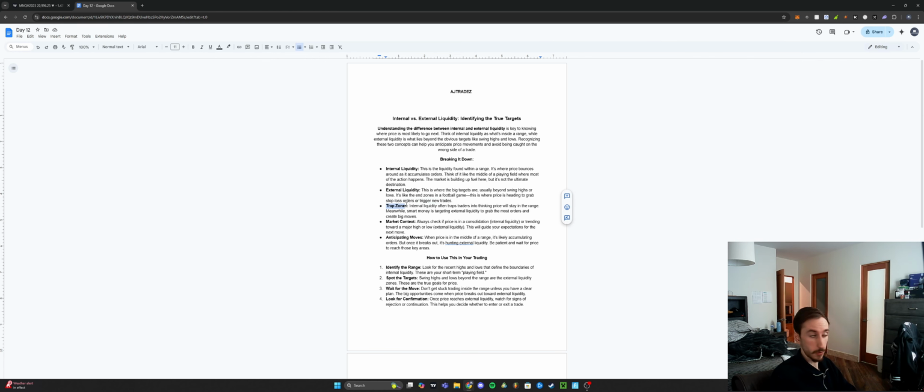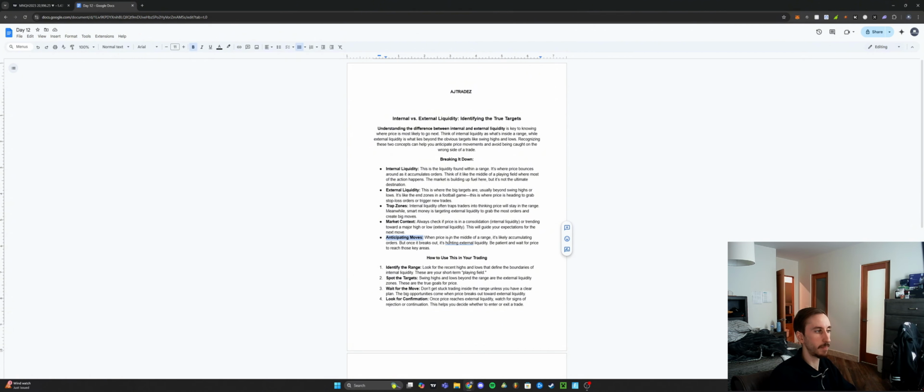Don't disregard the trap areas, the trap zones, okay? Internal liquidity often traps traders into thinking price will stay inside that range. Meanwhile, smart money is targeting those external liquidity levels to grab most of the orders and create those bigger moves, okay? Market context is very important as well. Always check if price is in a consolidation, which usually is inside of internal liquidity, or trending toward a major high or low, which is the external liquidity, okay? This will guide your expectations for the next move.